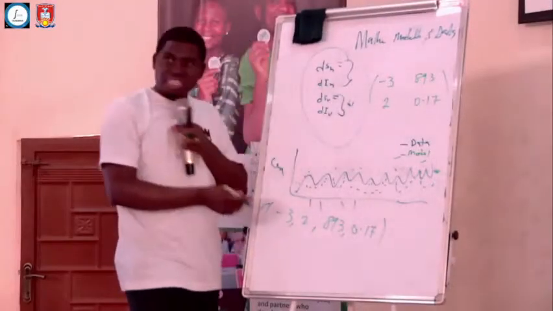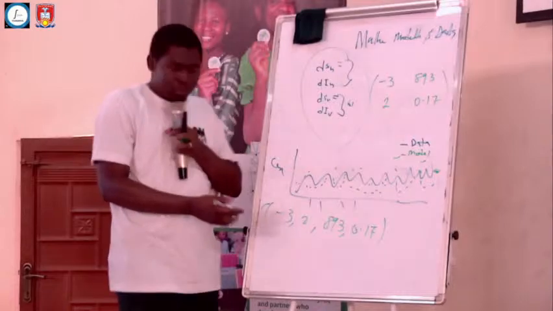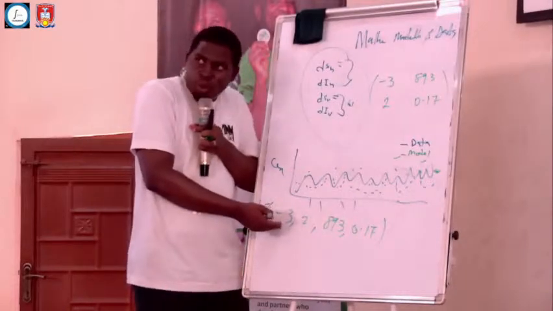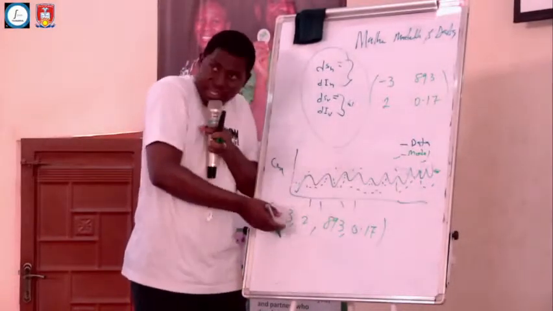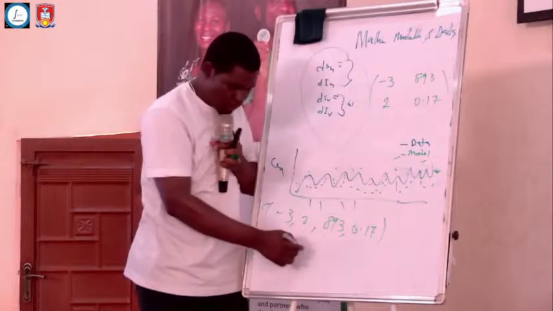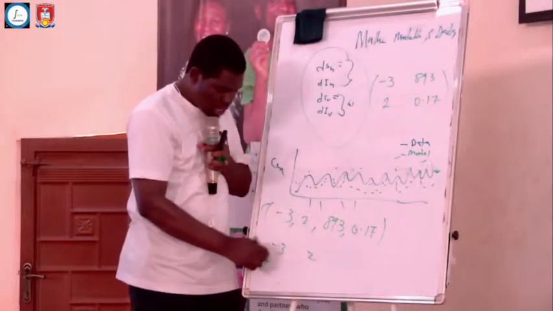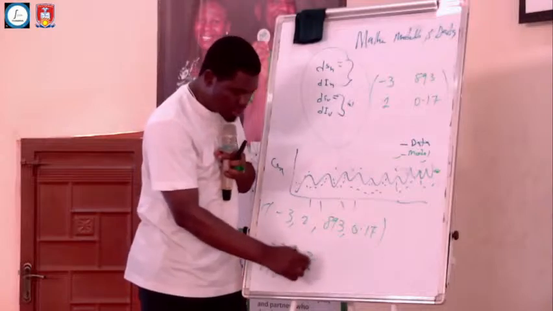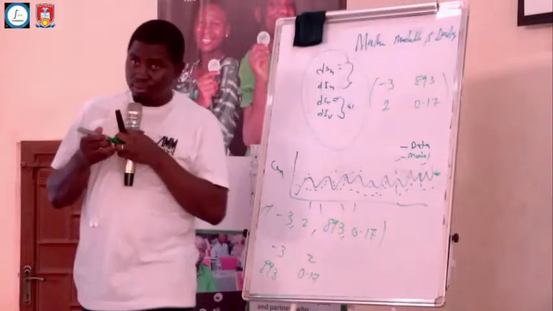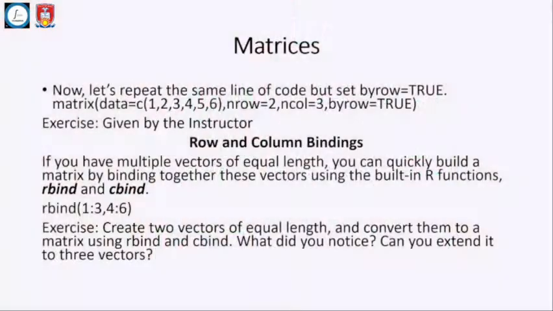Because we said by row true, what is it going to do? It's going to first arrange it along the row. So it picks this row, then the second row, 8, 9, 3, and then 0.17. Is this what you have? Good. So it's arranging it by row. Are we together? Those are the two ways by which you can change the way the matrix is arranged.